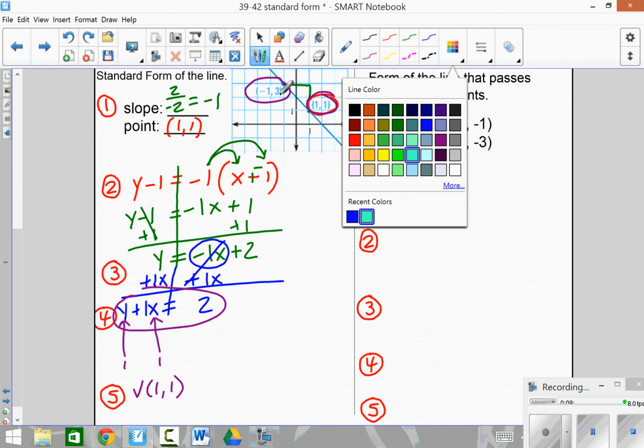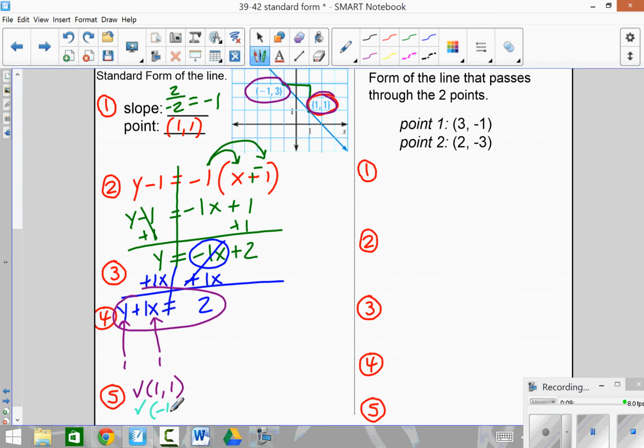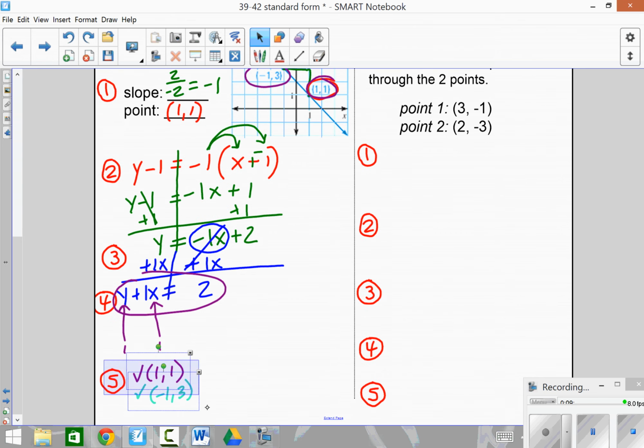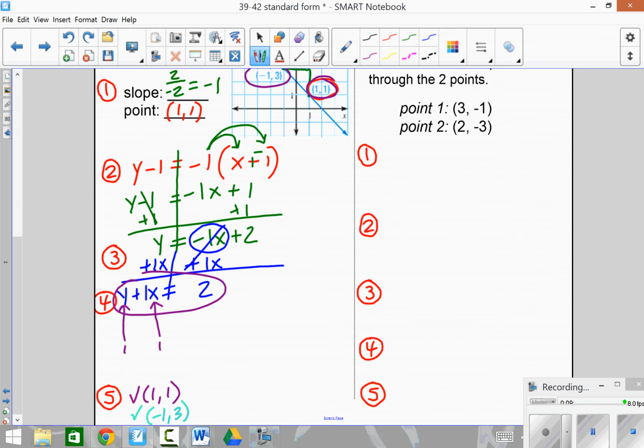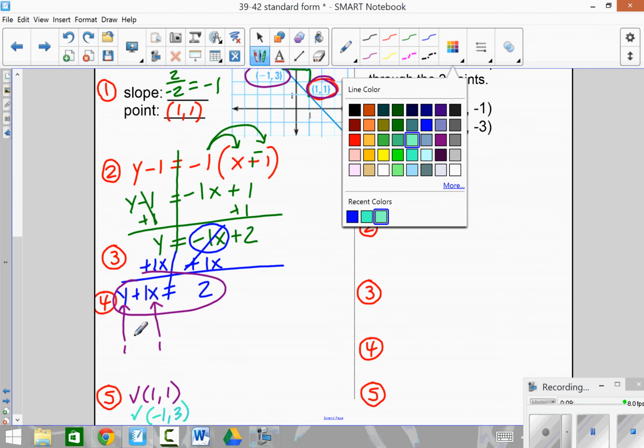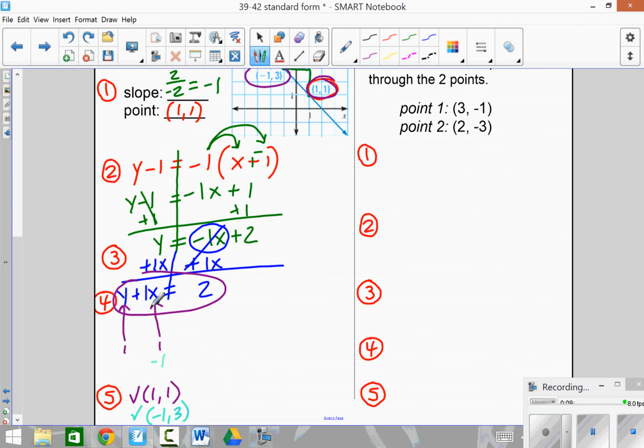Okay, let's check the other ordered pair to see if that one works. Let's check negative 1, 3. So if I plug in a negative 1 into my x and then a 3 into my y, because that's my negative 1, 3, it should equal 2. So let's take a look. I have 3 plus 1 times negative 1. 1 times negative 1 is negative 1. 3 plus negative 1 does indeed equal 2. So my second ordered pair does check.